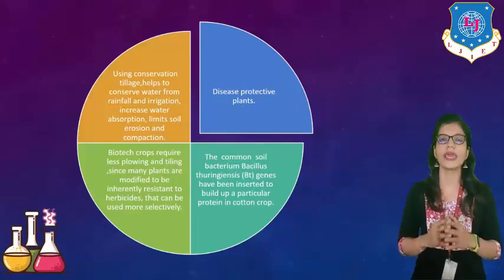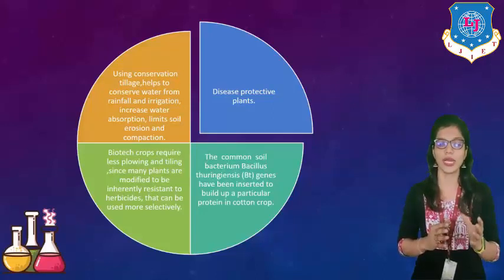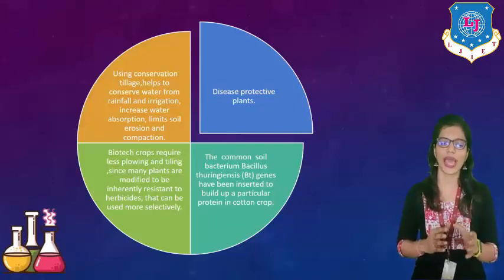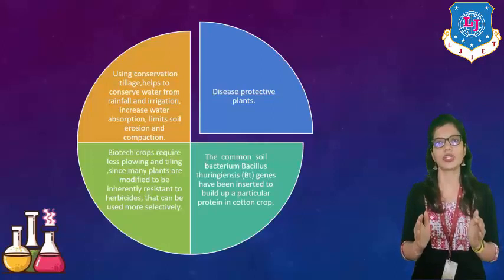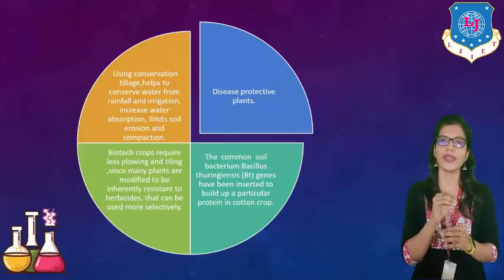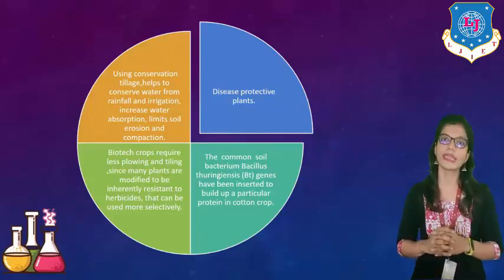Using conservation tillage, it helps to conserve water from rainfall and from irrigation, increases water absorption, and limits soil erosion and compaction. In that manner it is beneficial for the plant, for the farmers, and for each and every person who is involved with that particular plant or crop. In this manner we can create it.